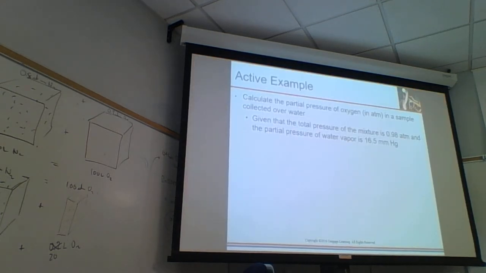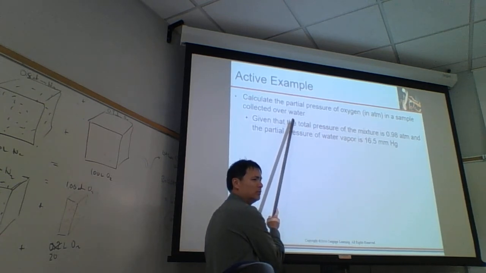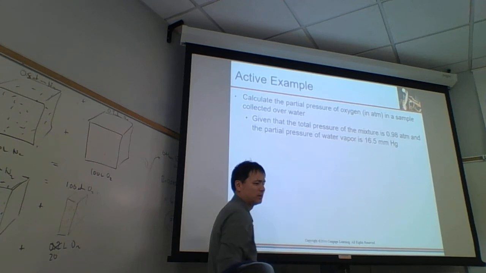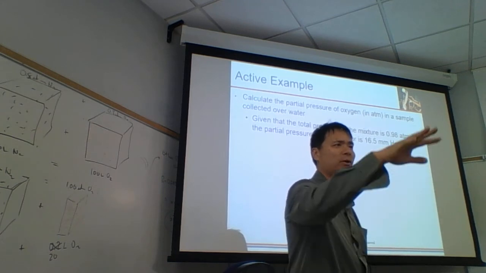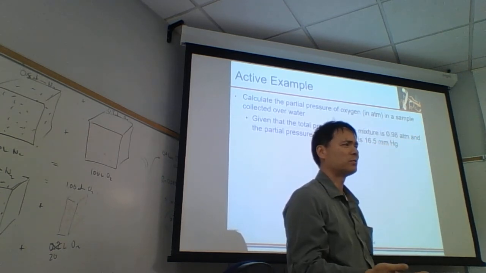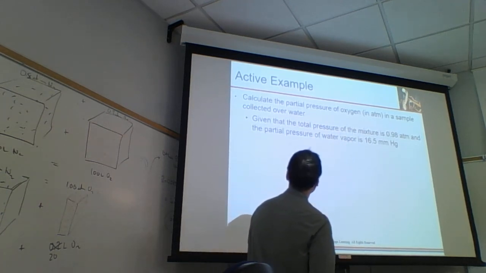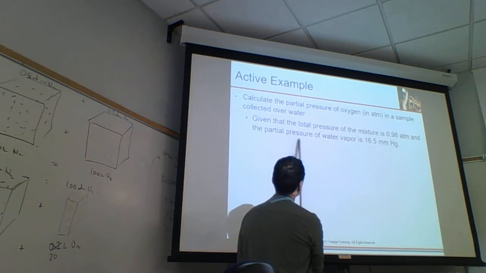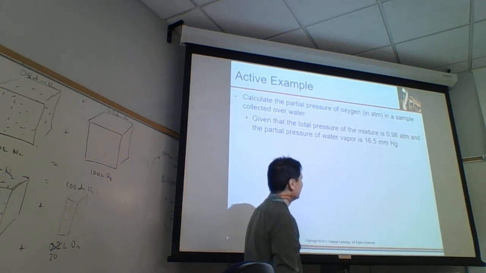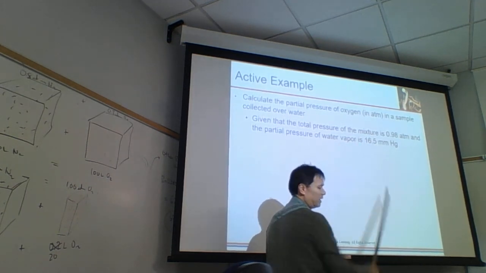So we can try this example. Calculate the partial pressure of oxygen in atmospheres in a sample collected over water. Well, any gas sample that's collected over water will be 100% humid. This is what happens. So, if I brought in a big pool of water in here and let that water evaporate, eventually we'll hit 100% relative humidity. That's going to depend on the temperature. So given that the total pressure of the mixture is 0.98 atmospheres and the partial pressure of water vapor is 16.5 millimeters of mercury. And so the 16.5 millimeters of mercury comes from the table, 0.98 atmospheres they measured.